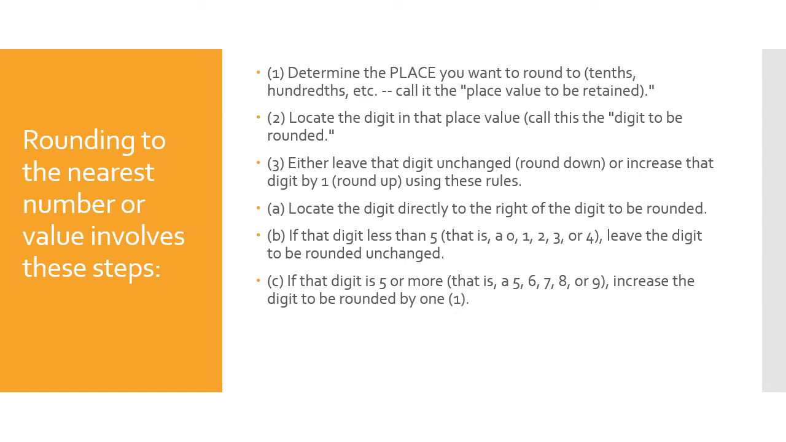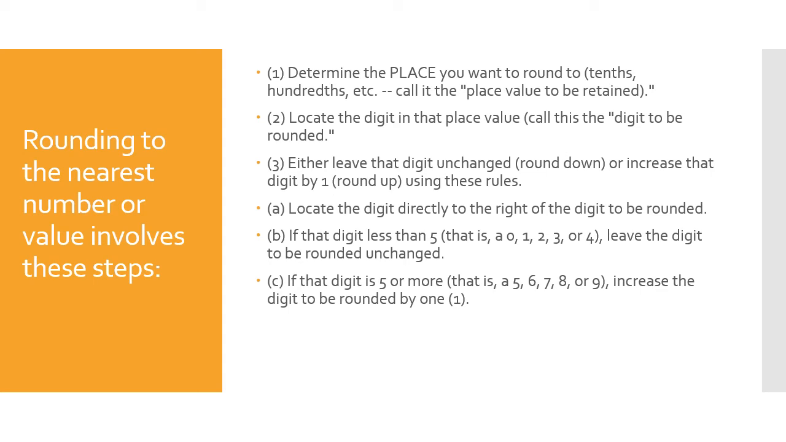First thing you're going to want to do when you're rounding to the nearest number is follow these steps. Determine the place you want to round to. Is it tenths, hundredths, etc.? And call it the place value to be retained. You're going to locate the digit in the place value, and this is called the digit to be rounded. Either leave that digit unchanged, round down, or increase that digit by 1 by rounding up, following these rules.